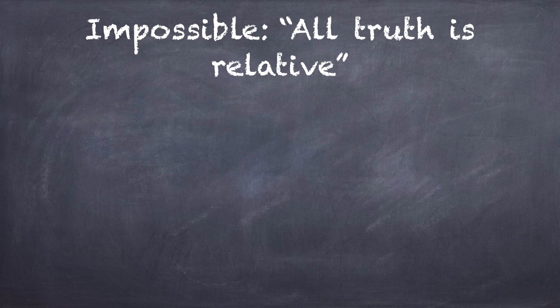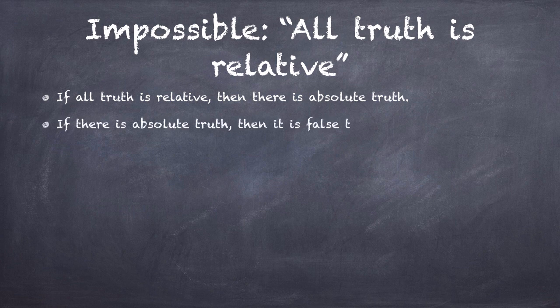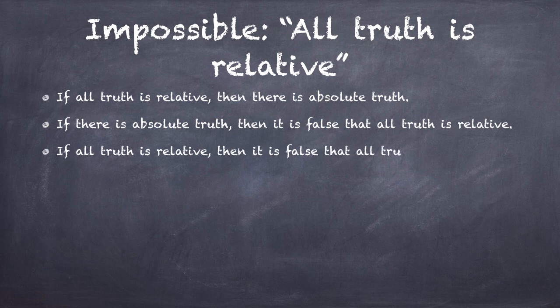Here's an example of an impossible proposition. All truth is relative. The statement "all truth is relative" is itself an absolute statement. So if all truth is relative, then there is at least one absolute truth, namely itself. However, if there is absolute truth, then it is false that all truth is relative. So by hypothetical syllogism, "all truth is relative" implies its own denial.